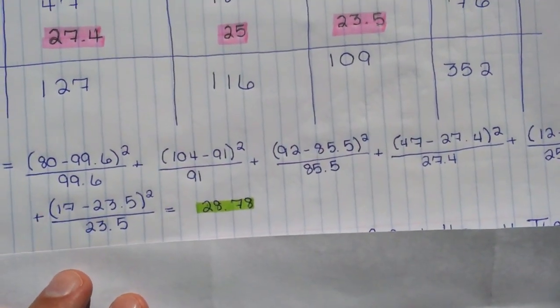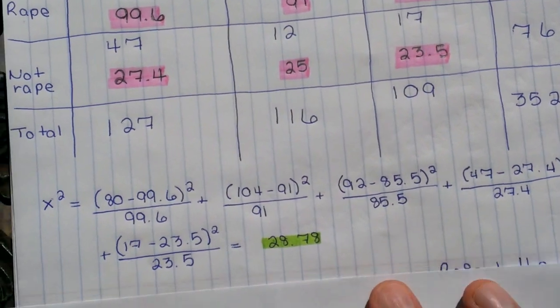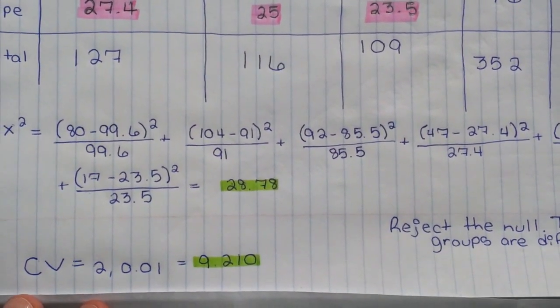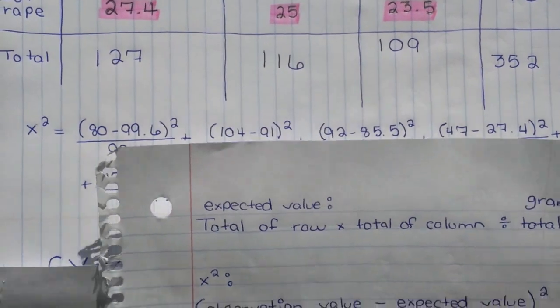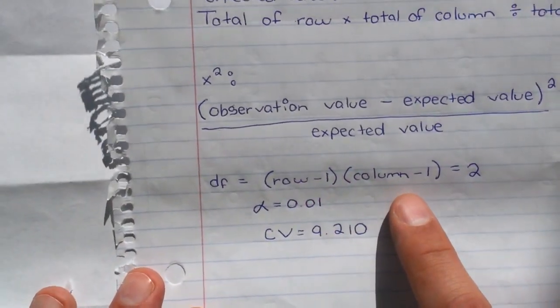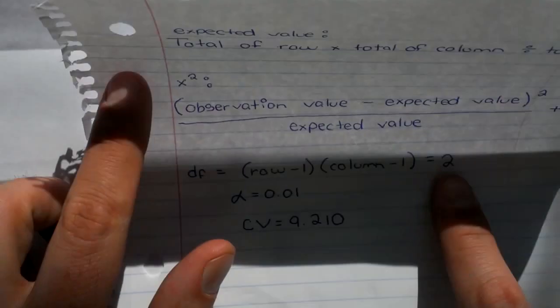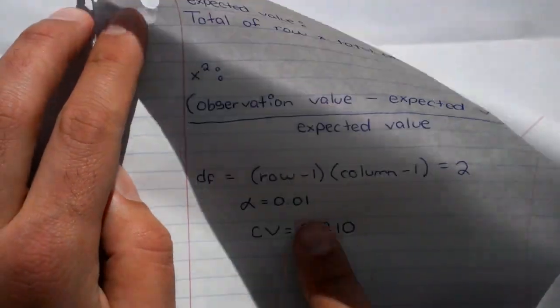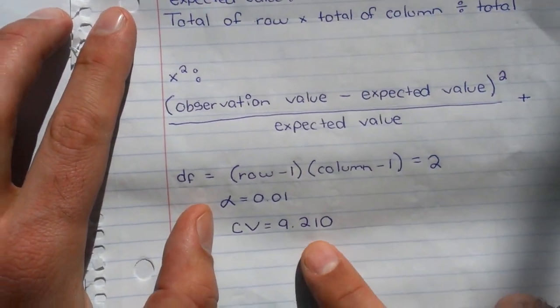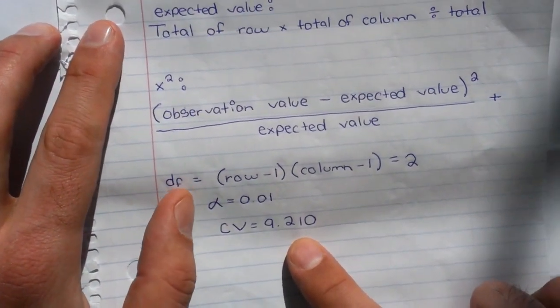Now, in order to test this statistic, we will calculate our critical value. We need two things. We need our degrees of freedom, which can be found here. We will take our number of rows minus 1 times our number of columns minus 1, which gives us a degree of freedom of 2. And our alpha level is the second part, which is 0.01. Our critical value is found to be 9.21.